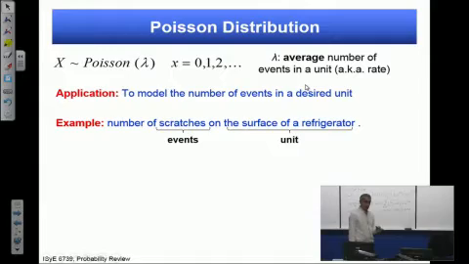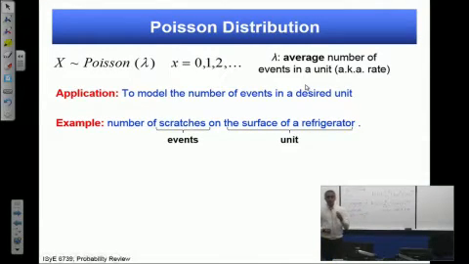So for example, the problem says, on average, we have 5 scratches on one refrigerator. So what is the probability of observing 2 scratches in one specific refrigerator? You know the average, but you want to know the probability of observing only 2. Then you use the Poisson distribution. Does it make sense?